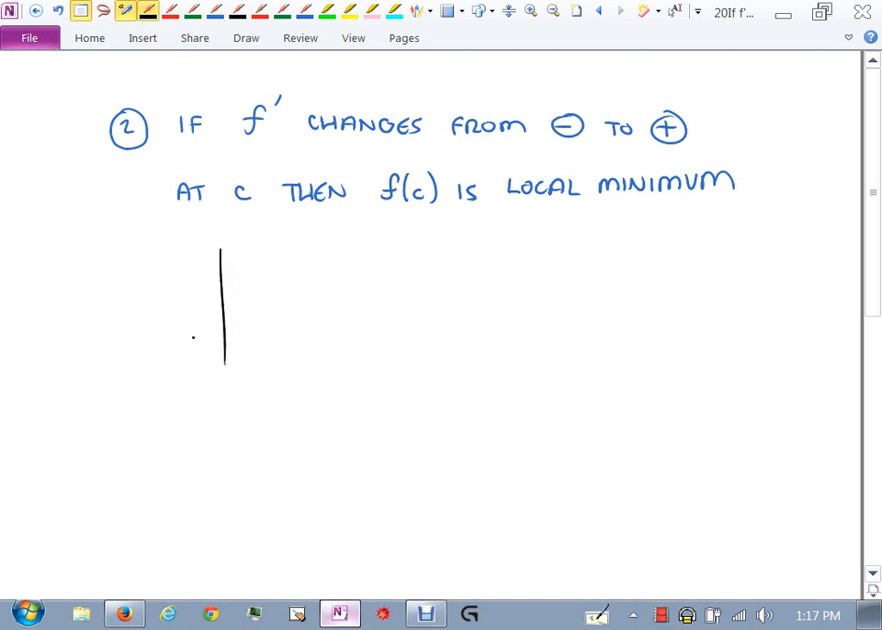Picture of this. At C we're defined. We have some point. This time it's decreasing, then increasing. Or if you wanted to do it, you could do it with a cusp. You could go decrease, cusp it, and go increase. Both of those would be local mins, right? Going from decreasing to increasing, going from a slope being negative to positive.